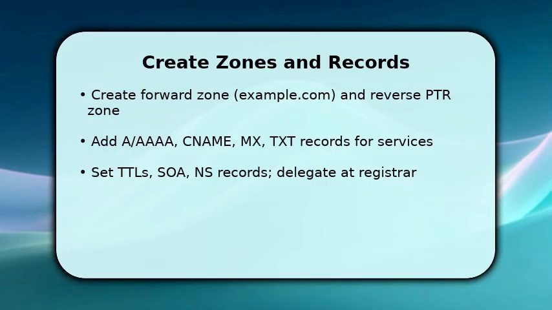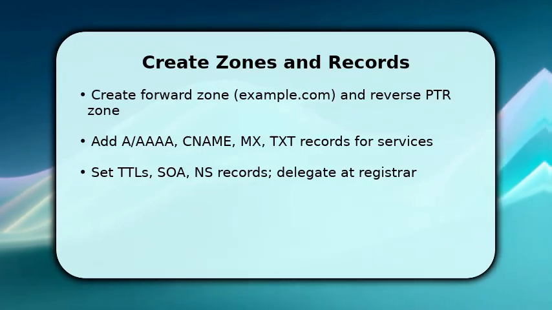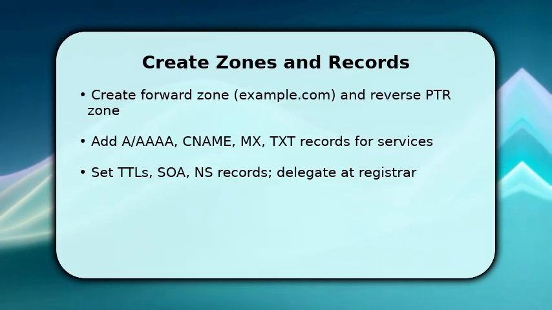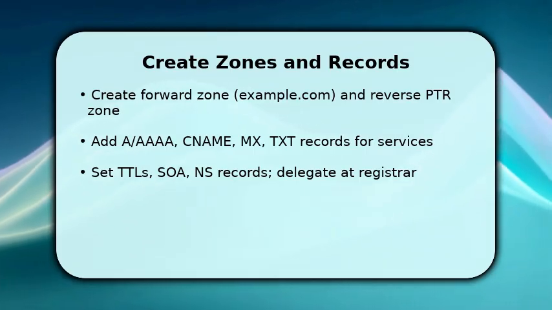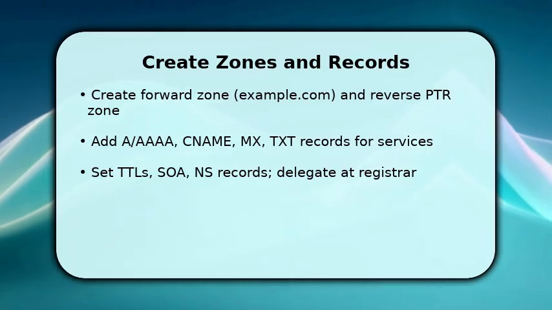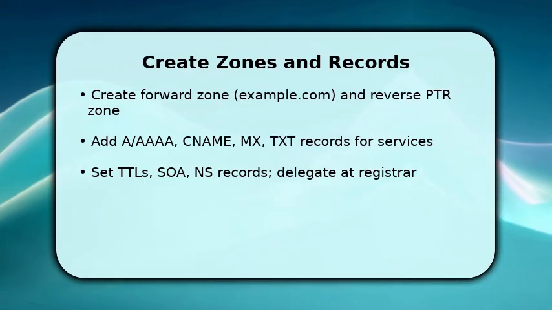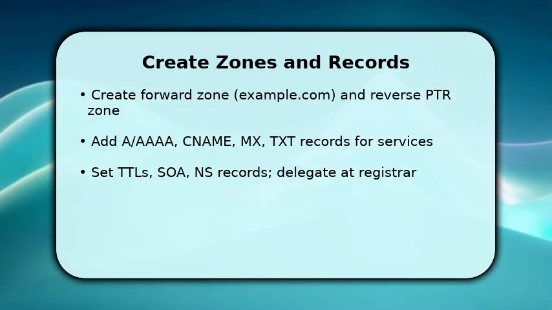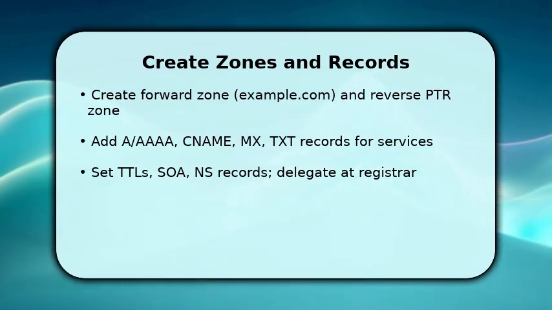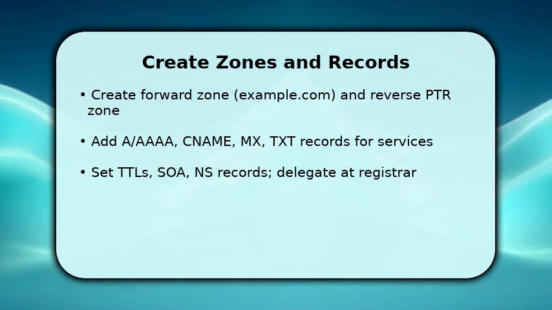Now you build the DNS zones and add records that make services resolvable. You'll create a forward zone for your domain and a reverse pointer zone for IPs. The reverse PTR helps mail deliverability and diagnostics. Add A or AAAA for hosts, CNAME for aliases, MX for mail, and TXT for verification like SPF or DKIM. Set sensible TTL values and configure SOA and NS records. Make sure to publish the NS delegations at your registrar so the world can find your name servers.